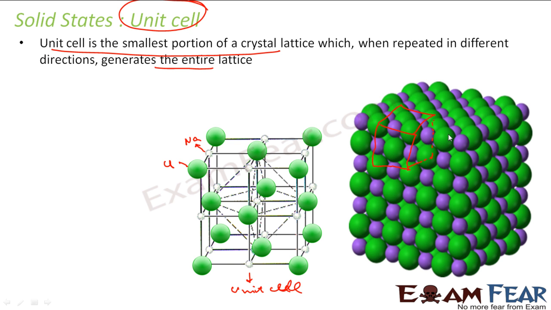So lattice is a bigger picture. Correct? But the unit cell is the building block of the lattice. Because you keep repeating this unit cell, you will get the entire lattice. So understand, the lattice is a bigger picture. Whenever I talk about this is my lattice, it has so many unit cells. And unit cell is the basic building block, the smallest portion of the crystal.